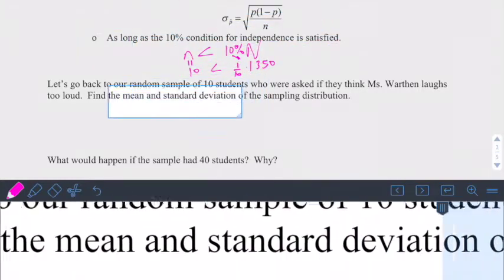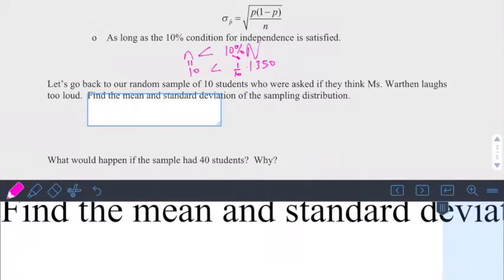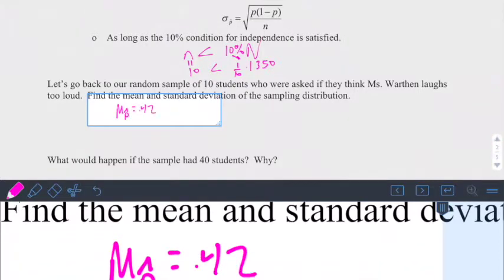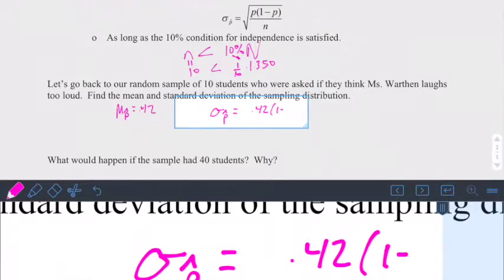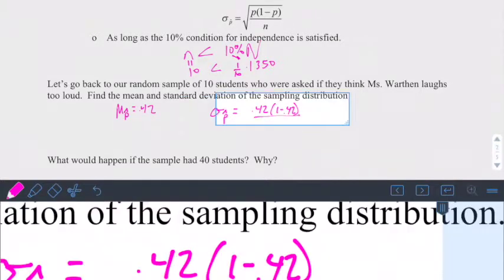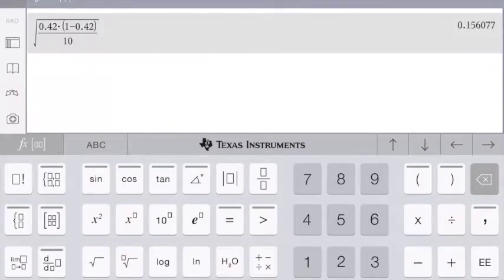this formula. So find the mean and the standard deviation of the sampling distribution. Well, the mean of the p-hats was 0.42. The standard deviation, sigma of p-hat, is the square root of 0.42 times 1 minus 0.42, all over 10. So 0.156.